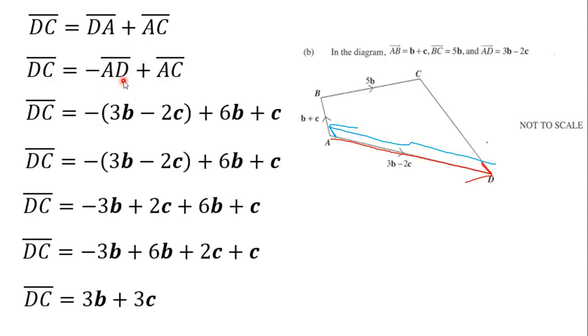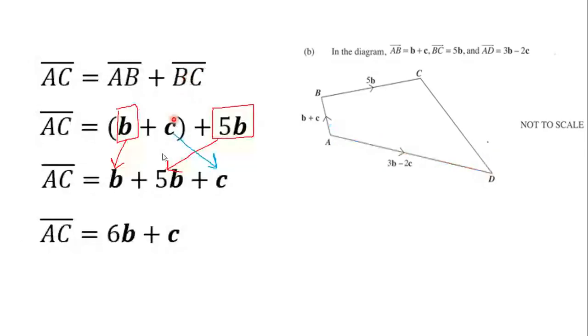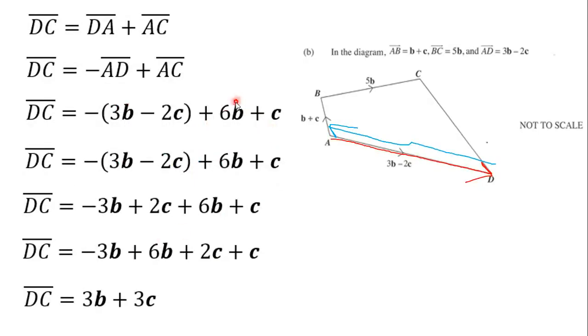But what is AD? We know what AD is. AD is 3B minus 2C, and that's what they told us here. And so we insert AD here. What about this AC? What is AC? Remember, in the previous question, we saw that AC is actually equal to 6B plus C. And so we just insert the expression for AC.